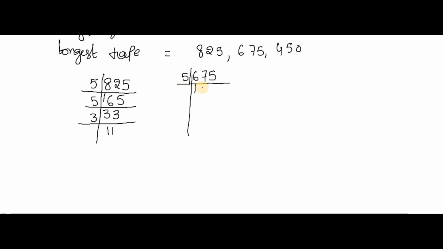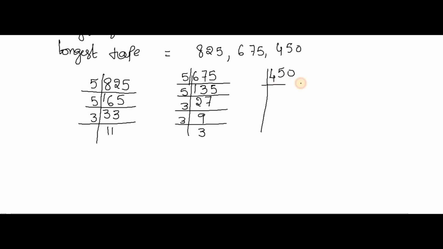Now for 675. 5 table, 5 1s are 5, 6 minus 5 is 1, 17, 5 3s are 15, remainder 2, 25, 5 5s are 25. 5 2s are 10, 35, 5 7s are 35. 3 9s are 27, 3 3s are 9. As 3 is a prime number, we can stop finding factors here.